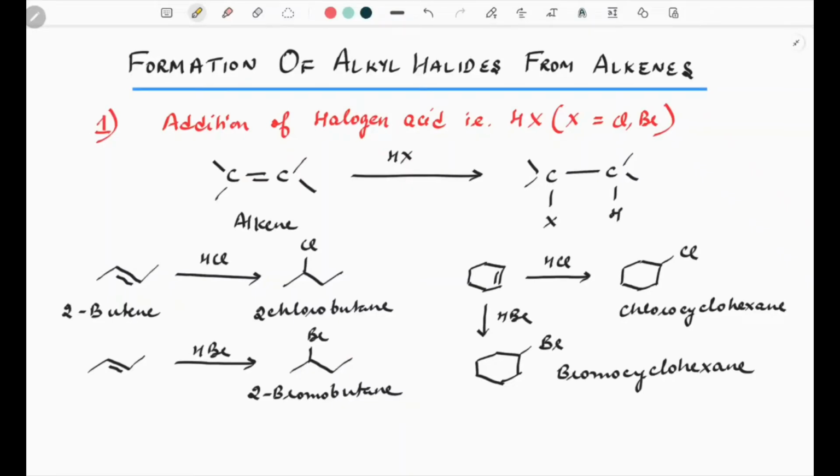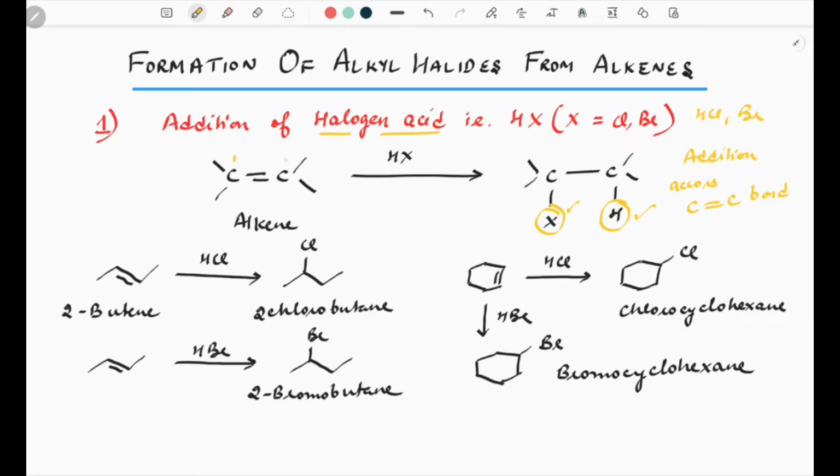The first method to form alkyl halides from alkenes is addition of halogen acids such as HCl and HBr. What happens in the reaction is that one carbon of the double bond acquires a halogen atom while hydrogen is added to the second carbon of the carbon-carbon double bond. Therefore, these reactions are also called addition across the carbon-carbon double bond, because both the new reactants are added to the carbon atoms of the double bond only.